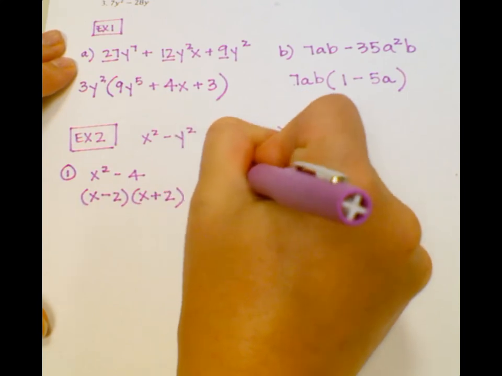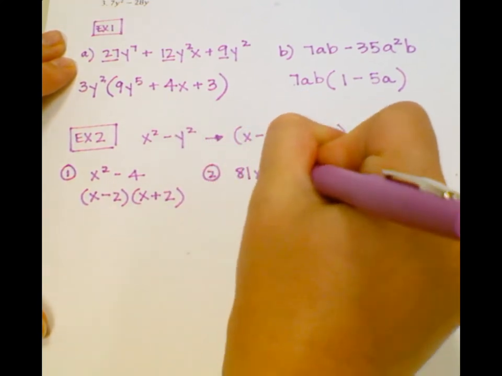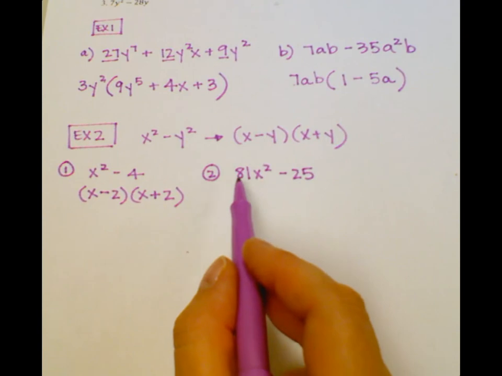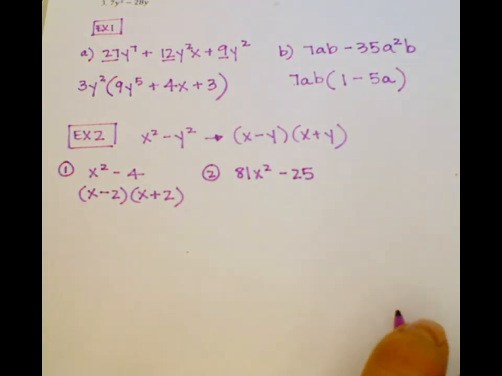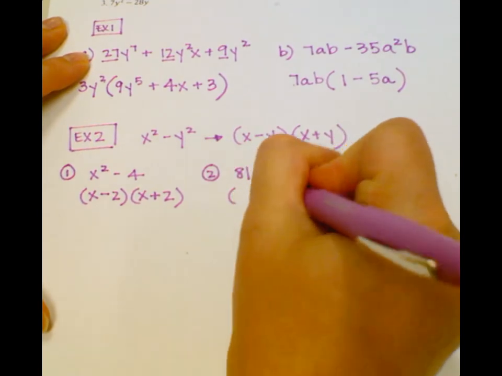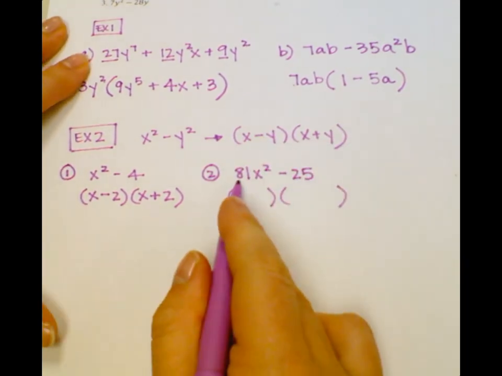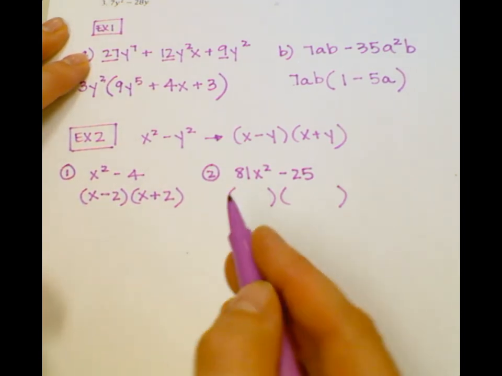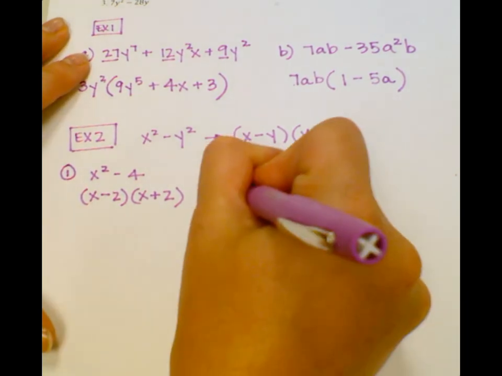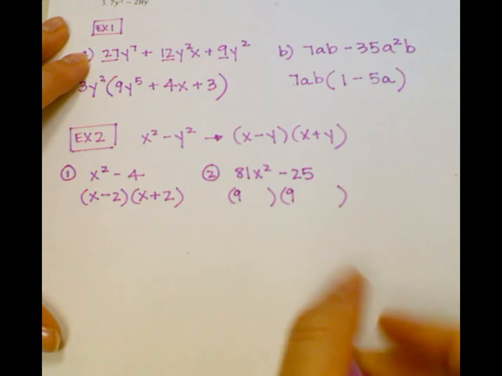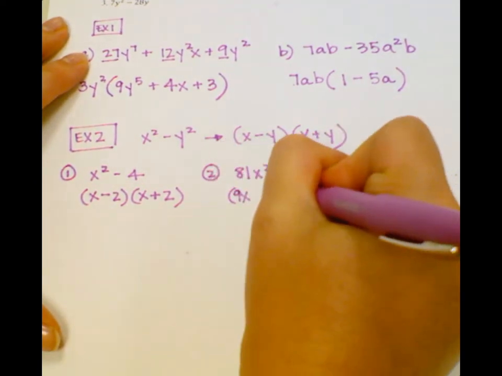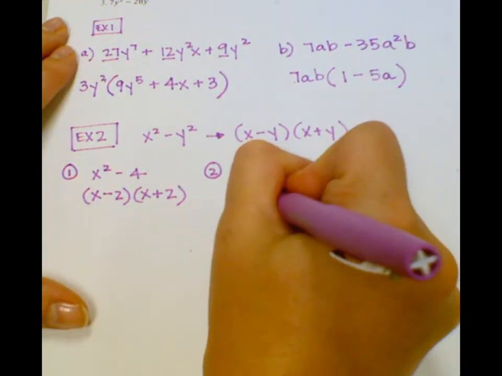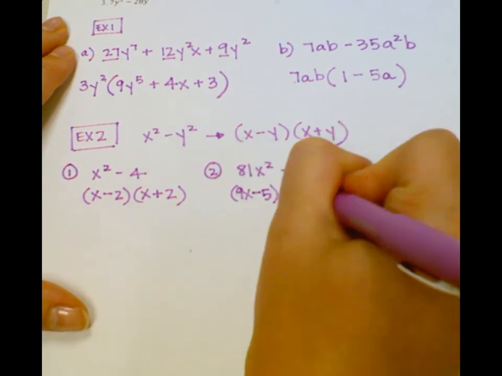Okay, let's try another one, a little more difficult. 81x squared minus 25. Again, first thing you do is check for a GCF. Is there a number that can go into both 81 and 25? No. So go ahead and get your little parentheses ready. 81 is a perfect square. What two numbers that are the same multiply together to give you 81? Or you can think of, what is the square root of 81? 9, right? And x squared has x and x. All right, what's 25's perfect square? Good, 5 and 5. And again, we want a minus and a plus.